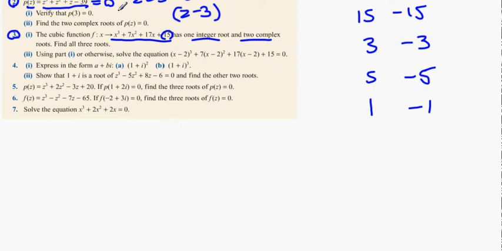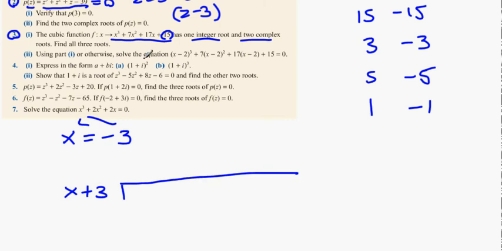Okay, so now that we know that x equals minus 3 is a root, bring the 3 over to your side, we know that x plus 3 is a factor. Okay, and we can divide this x plus 3 straight in here. Okay, x cubed plus 7x squared plus 17x plus 15. We can divide this in.